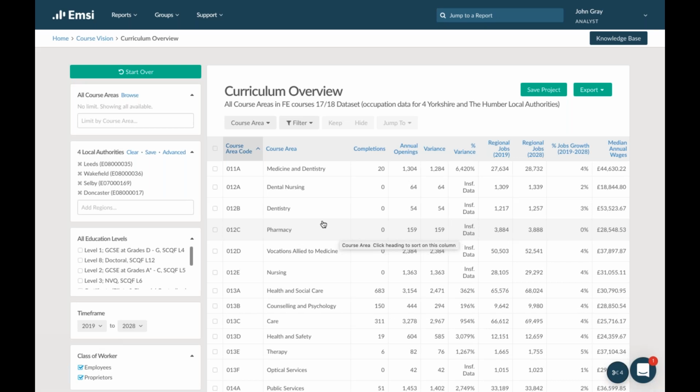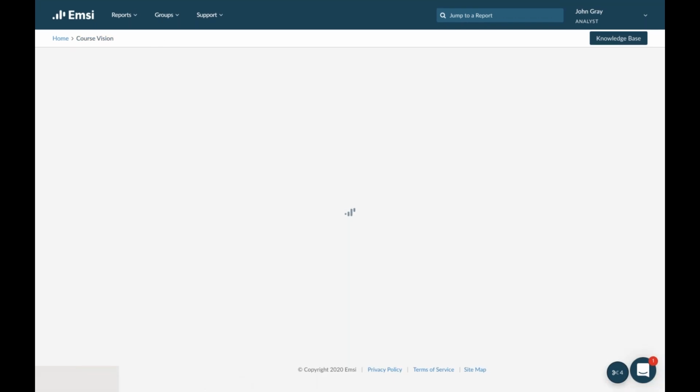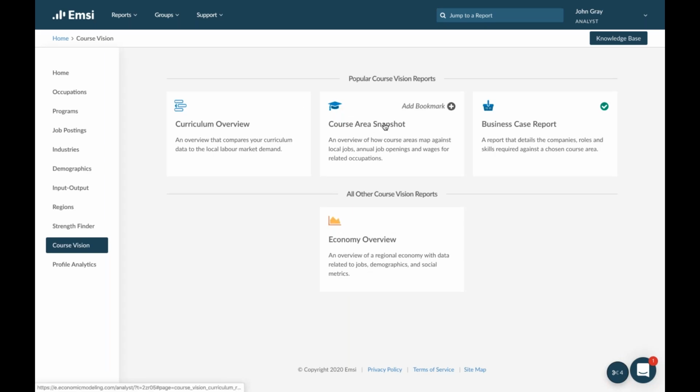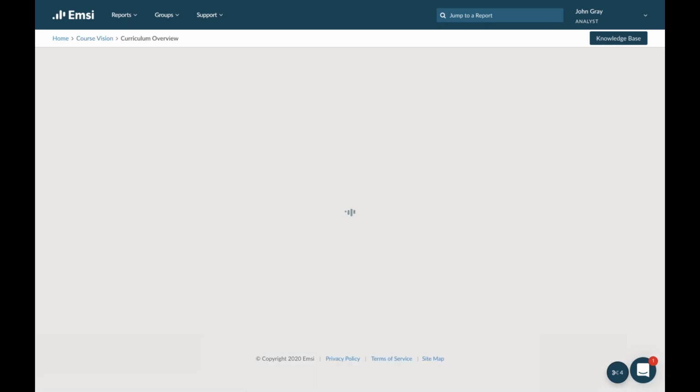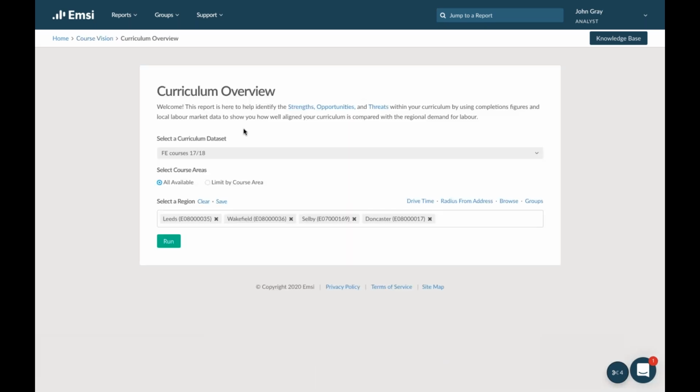So next, we're going to go into the curriculum snapshot. Now you can do this in 2 ways. We can either get into it from this report, or we could go back to the course vision menu and do course area snapshot from here. What I'm going to do is take you back into curriculum overview, and we're going to directly access this from the course area snapshot from the curriculum overview report. But I just wanted to point out that you can do it in 2 ways.